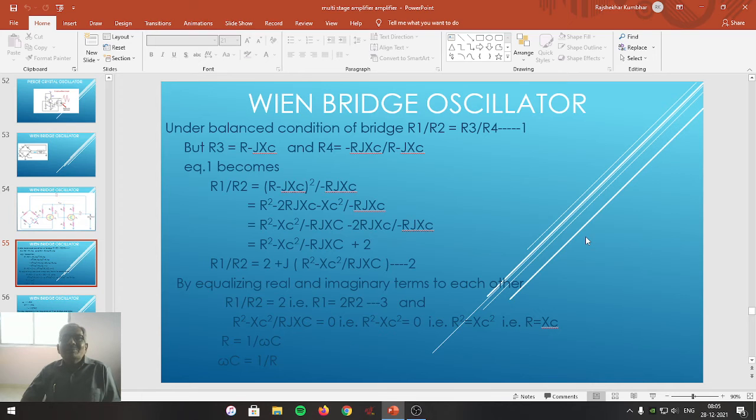Let us see further what happens to the second condition of Barkhausen criteria. To understand that, let me consider the balanced condition of the bridge, where R1 upon R2 is equal to R3 upon R4. It means output is not available, output is 0. Under that condition, we can get that R1 upon R2 is equal to R3 upon R4.